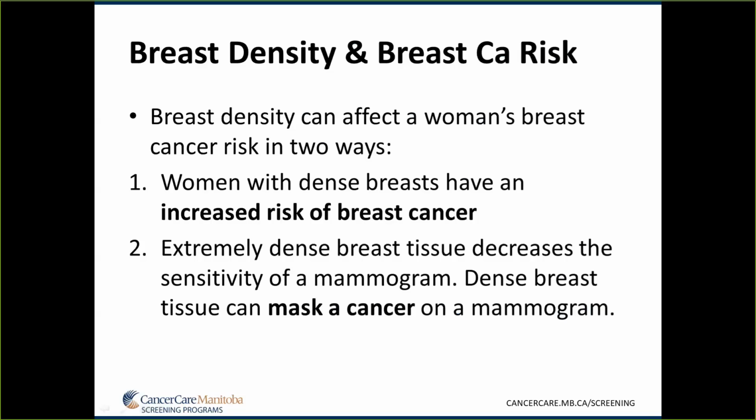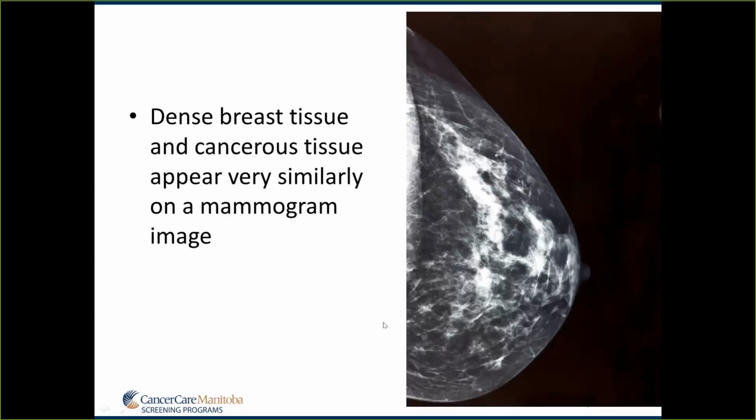Dense breast tissue and cancerous tissue can appear very similar on a mammographic image. This is an image which is considered to be a heterogeneously dense breast, not extremely, and you can see that the areas of white could very well mask a very small cancer or simply a benign finding within, simply because they're both white.